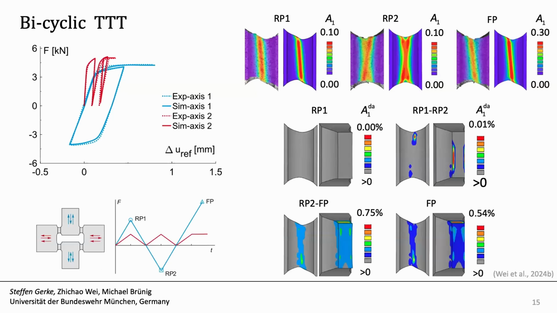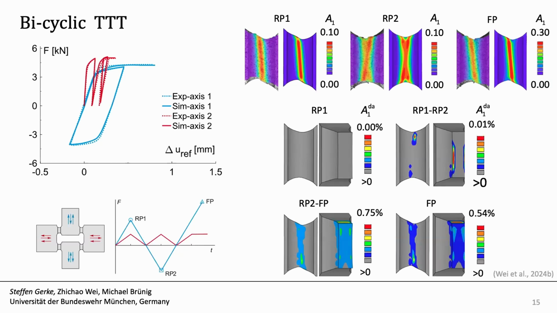Bicyclic experiments. Here you can see TTT stands for tension, tension, tension. This is not bicyclic reverse yet, because this tension axis is not loaded to compression. This axis just goes up, down to 0 and in tension again. This is the tension axis, while the other axis does shear in one direction and reverse loading until here.